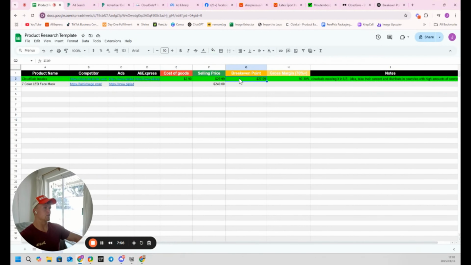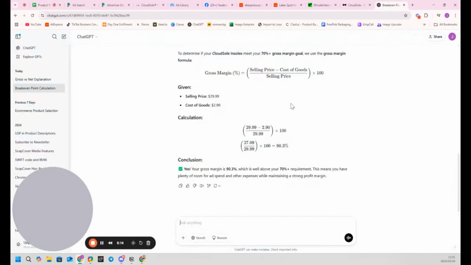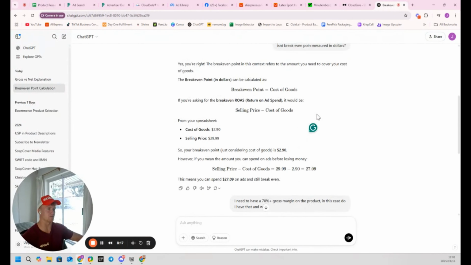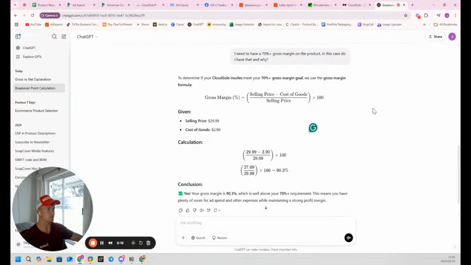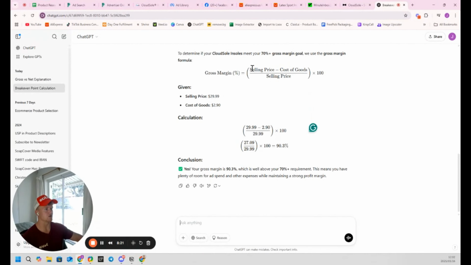Cost of goods. We've then done the break-even point. Break-even point is your selling price minus your cost of goods. Okay? And then, I don't know if you remember we covered yesterday, but we want to find a product that has a gross margin of 70% on it, right? So if you want to find your gross margin, I thought I'd best show you on ChatGPT. Gross margin is your selling price minus your cost of goods, so basically your break-even point, divided by your selling price times by 100. Okay?